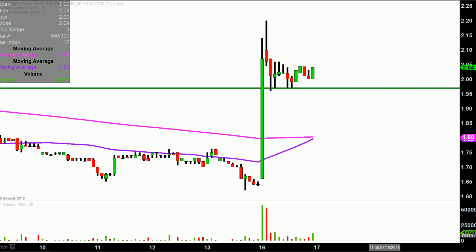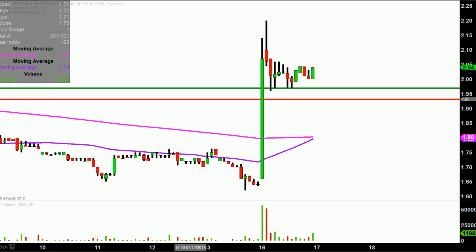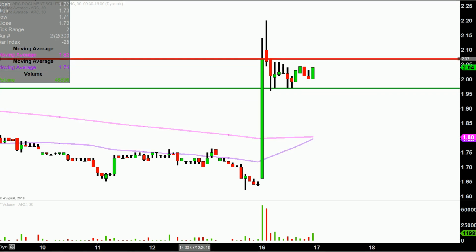Now, what about levels of resistance? Initial little battleground that the bulls will have to fight through right here at the 207 mark. If the bulls can fight through that, then yeah, you're looking at resistance levels up around 215 to 220, but one step at a time.